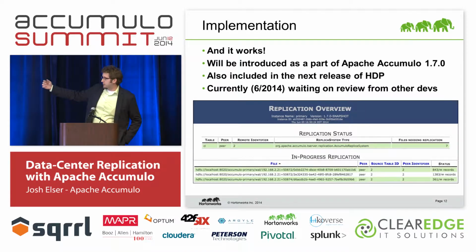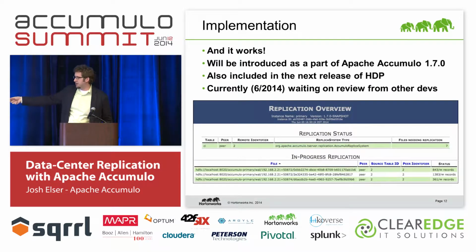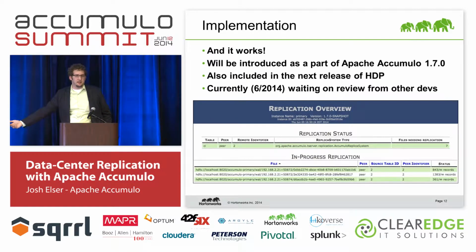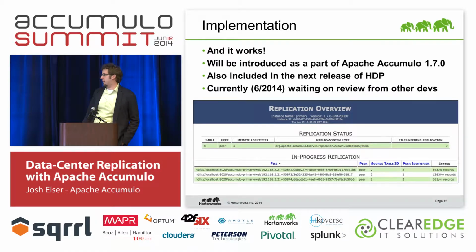And in this case, we know we have 7 files that need replication. Down below, we can actually see the progress. So I have 3 threads that are active that are going to be replicating this data. What we can see is a brief overview of the file that's being replicated presently and the number of mutations that have presently been replicated for that file.